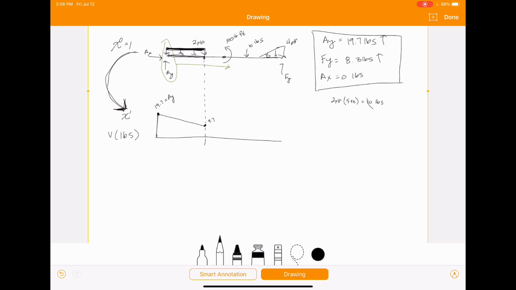So then we can continue to move across the beam, and there's no shear, no shear, no shear, boom, until we hit this 10-pound point load right there. Then all of a sudden, boom, we hit shear again, and it's going to bump us down 10 pounds. Just like that. So 9.7 minus 10, you're going to get a negative 0.3. And then there's no shear until we hit this triangular uniform load right here.